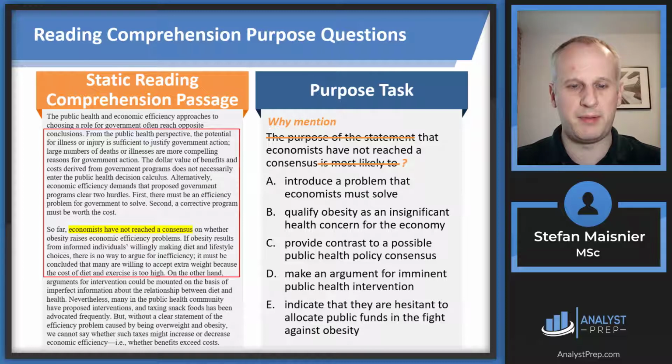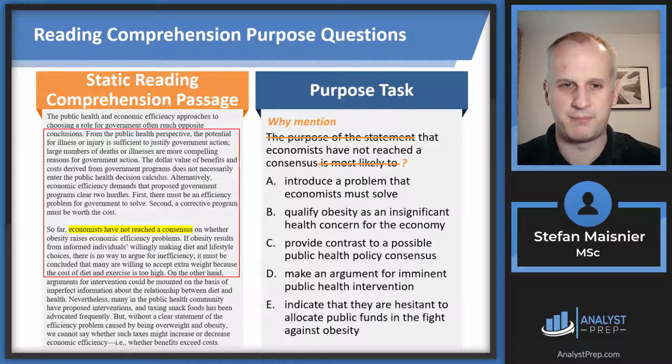And we know that with public health, they basically say that illness and injury potential is enough to justify government action. Large numbers of deaths are compelling, and we've got to act. They don't really care about the costs and benefits of the programs. It's just about helping people avoid illness and injury. The economists, though, haven't reached a consensus, so they haven't decided whether these two hurdles will be cleared for this specific issue of obesity.